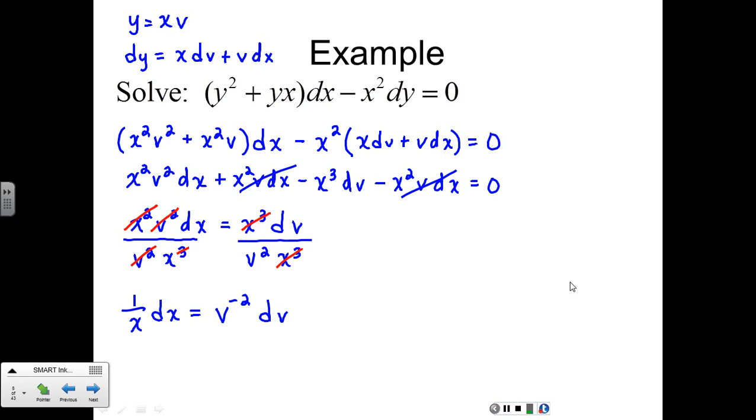Okay, integrate both sides. The antiderivative of 1 over x dx is natural log of x. What would the antiderivative of v to the minus 2 be? Try to put it together. That's your complete answer. You're exactly right. V to the minus 2, if you add 1, you get v to the minus 1, divided by minus 1, right? So it'd be negative 1 over v plus c.